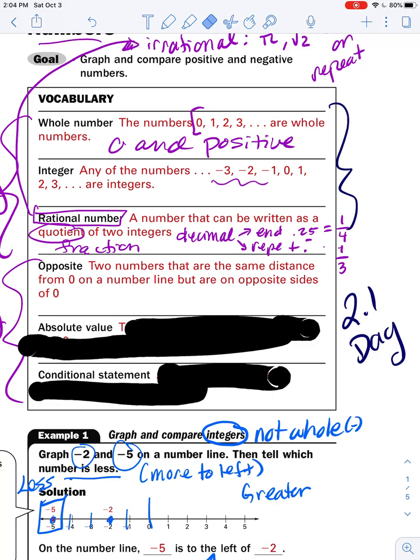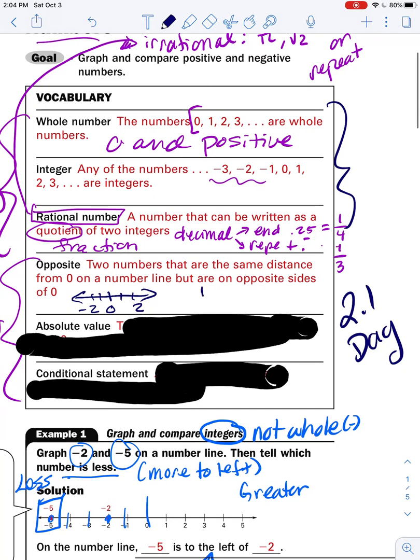Opposites in math is going to mean two numbers that are the same distance from zero on the number line, but on opposite sides. So if you envision the number line and you have a zero in the middle, over here you'd have a 2. Going the same distance in the other direction, you'd have -2. So basically it's going to be the positive and the negative of the same number.